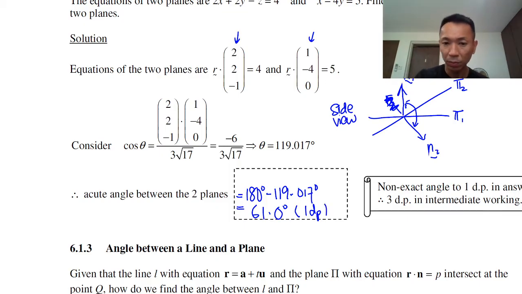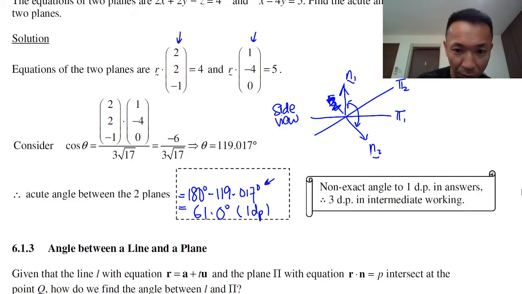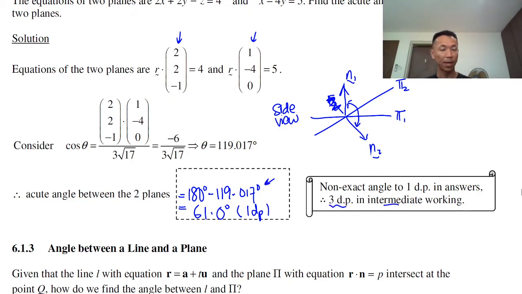Usually, the question will tell you at the front page that angles in degrees are to be rounded off to 1 decimal place. But for intermediate steps, I would prefer you to give 3 decimal places for intermediate working. Okay. So we dealt with line and line. We dealt with plane and plane.